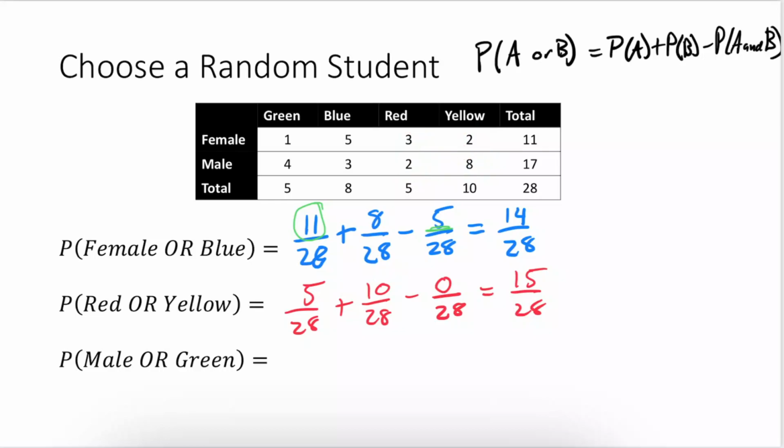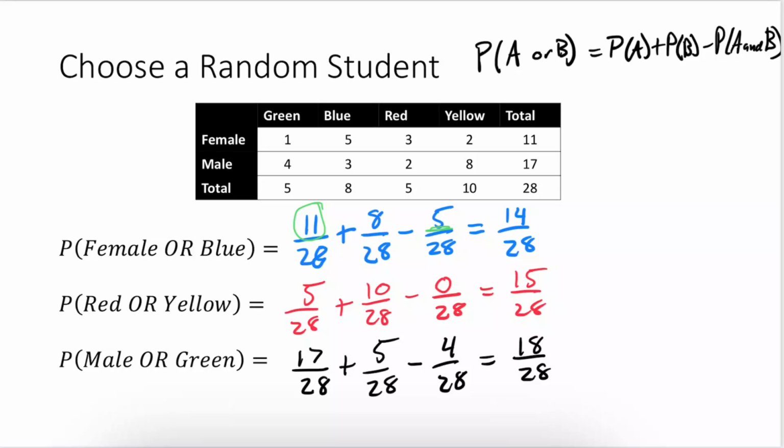And then for the last example, if we want to find the probability of choosing a student who is male or their favorite color is green, we would say, well, the probability of choosing a male student is 17 out of 28. And the probability of choosing a student whose favorite color is green is 5 out of 28. And then we would subtract the number of students who are male and their favorite color is green, which is 4 out of 28. And when you add all of that together, 17 plus 5 is 22 minus 4, that gives you 18. And so you'd get 18 out of 28.